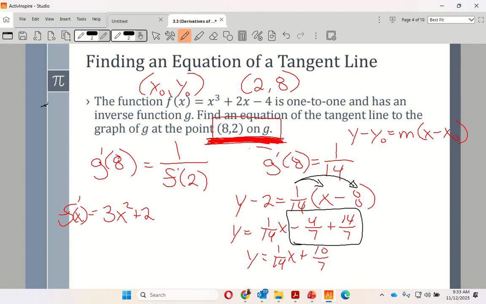What's 8 over 14? Reduce it. 1/2. No, that's 7 over 14. 8 over 14. So half of 8 is 4. Half of 14 is 7. So that's where the 4 over 7 came from.